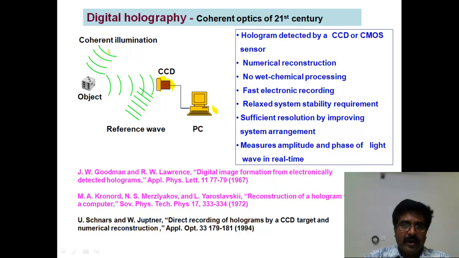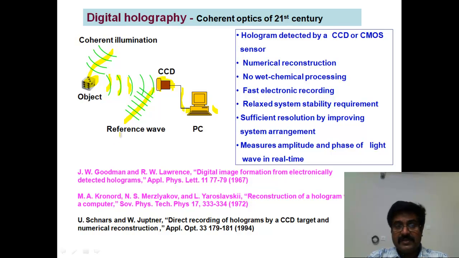In a similar way, the coherent illumination illuminates the object, light is diffracted and scattered from the object, and the reference wave, they interfere at the CCD plane. This is a lensless recording scheme. There is no lens in the camera. It's only a pixelated sensor. So the digitized hologram is stored in a computer.